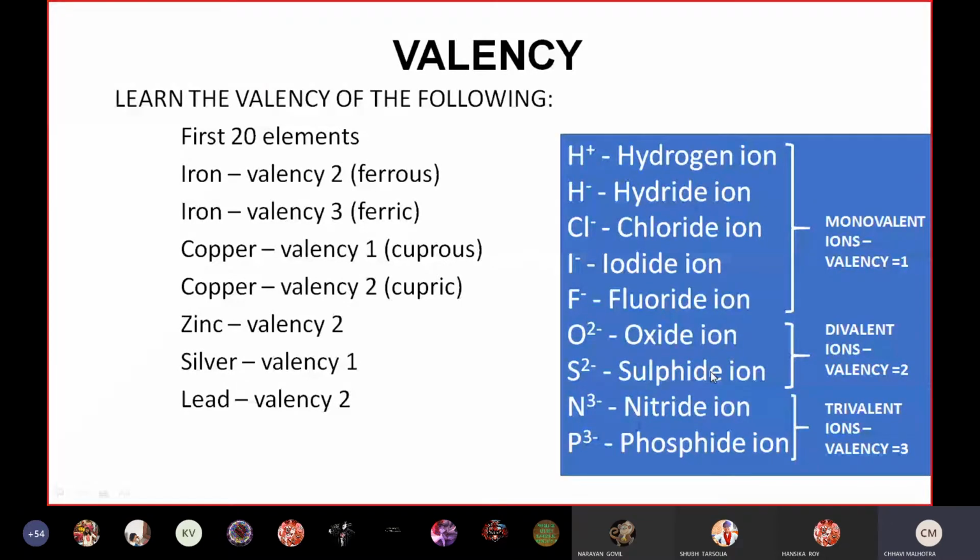N3 minus, N refers to nitrogen, so N3 minus is nitride ion. P refers to phosphorus. P3 minus is phosphide ion. In chemical formulas, when we use these terms, I've made this table so that it's easy for you to recall which ion is this. These are the polyatomic ions that you have to learn. Take a screenshot of this. There are more, but you only have to learn up to this level.